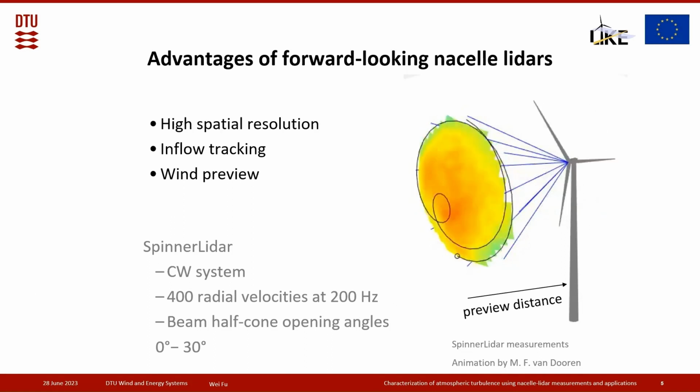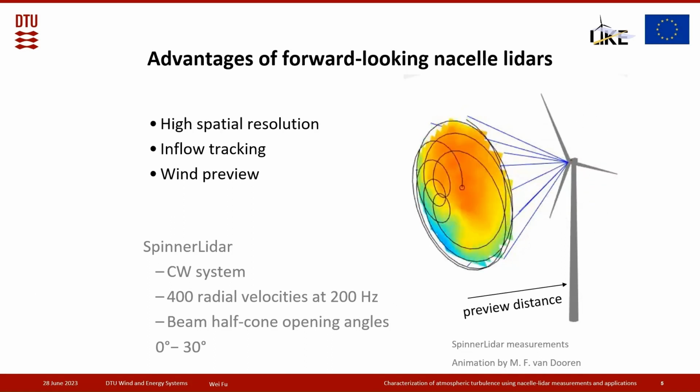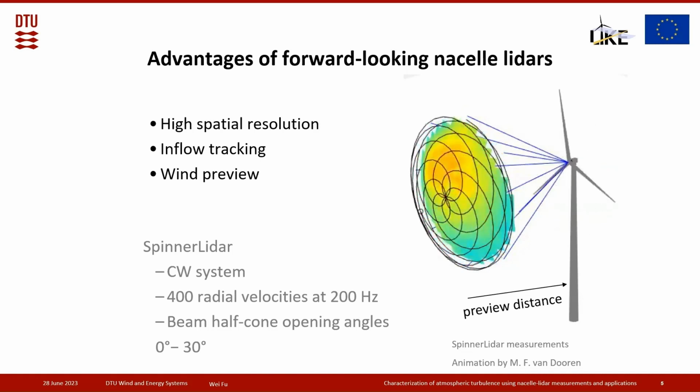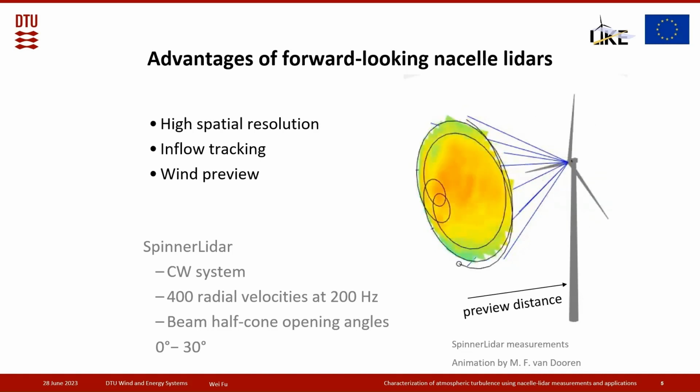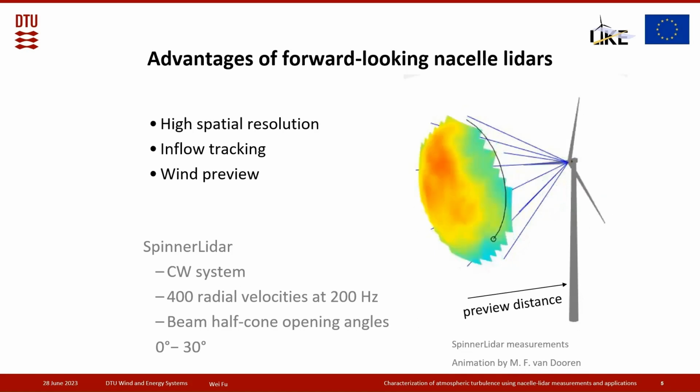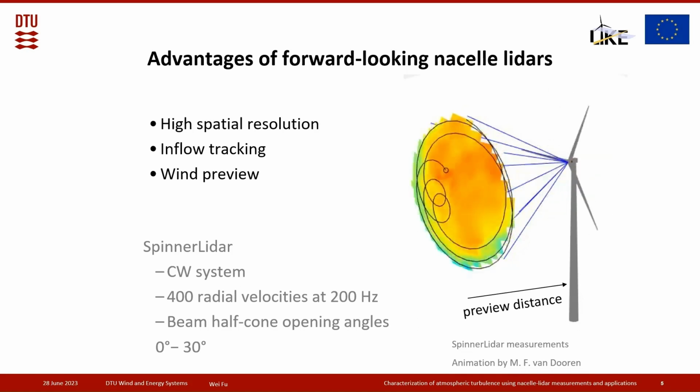Another advantage of forward-looking nacelle LiDAR, which I mentioned in the last slide, is that it can yaw with the wind turbine and always track the inflow. Also, as a remote sensing device, the nacelle LiDAR can measure the wind before it hits the rotor, so it provides a wind preview, which is very valuable for wind turbine control.